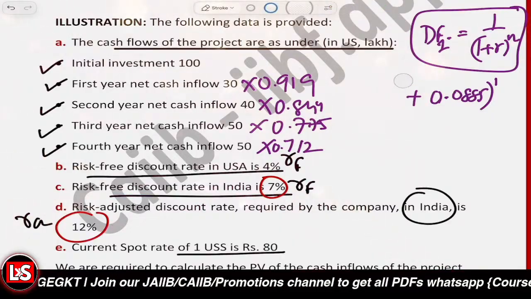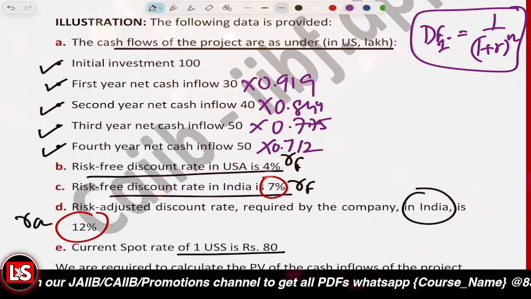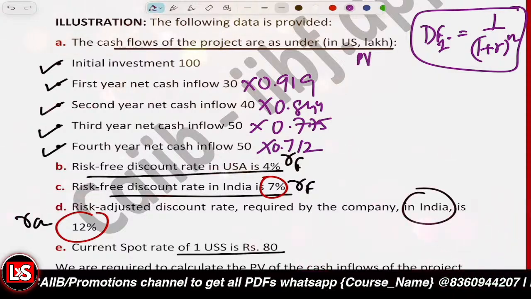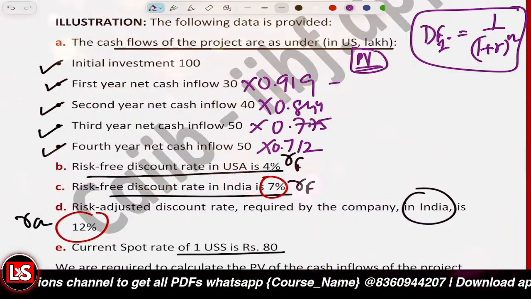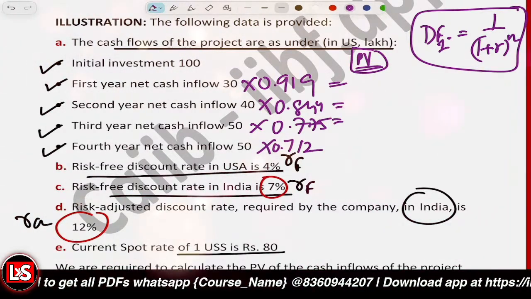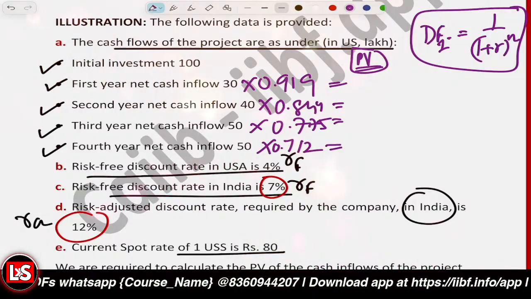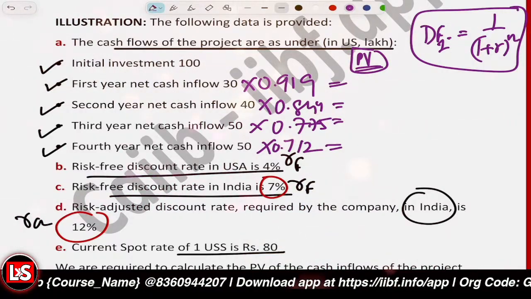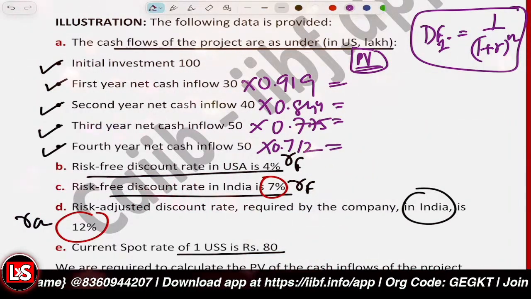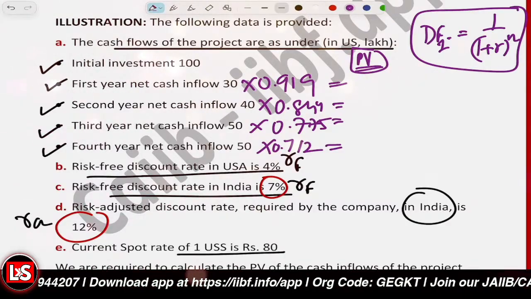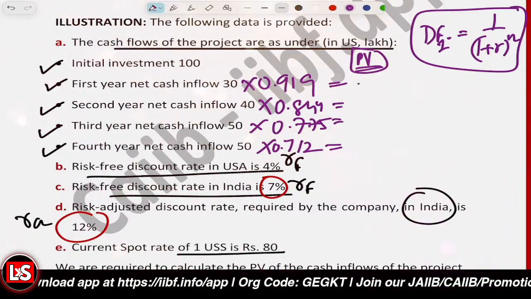Right? So these are the values that we are getting. Now, once we have calculated, we multiply the values and we'll get the present value of the cash flows. But remember, this is in USD only. These are in USD only right now. We have not converted into the home currency. So it is 0.919 into 30. That makes it 27.57.